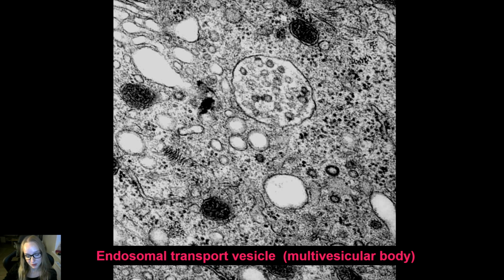This is an endosomal transport vesicle which is transported along a microtubule right here. So it's a part of the endosomal system, and it's called a multivesicular body because there are a lot of vesicles on the inside, but they just look like vesicles.